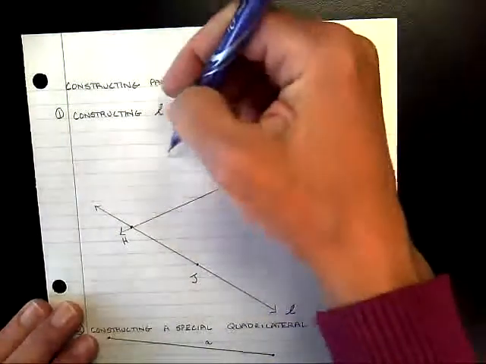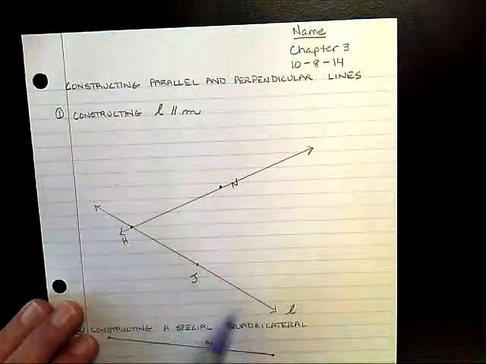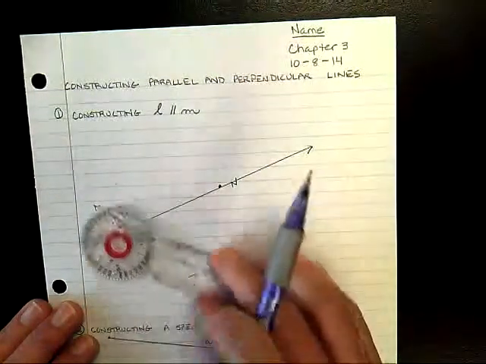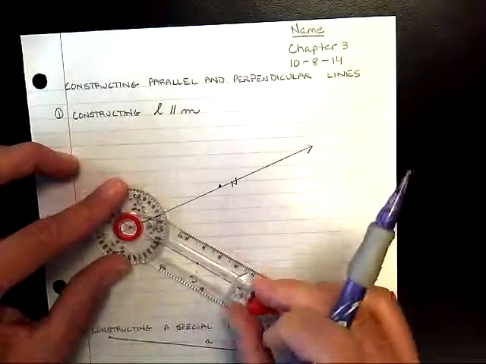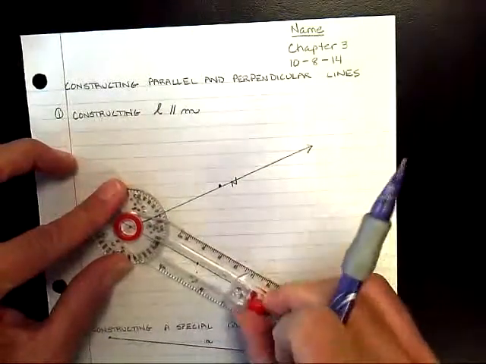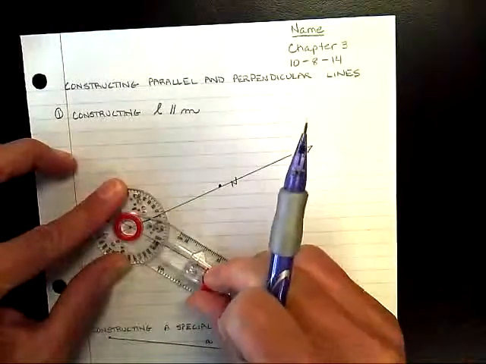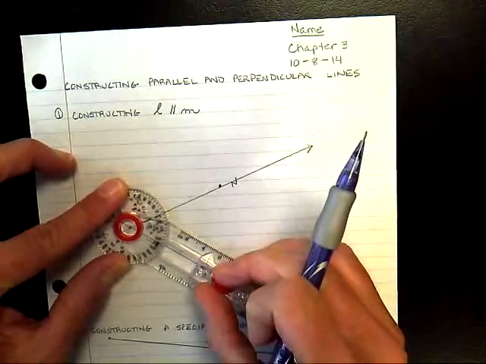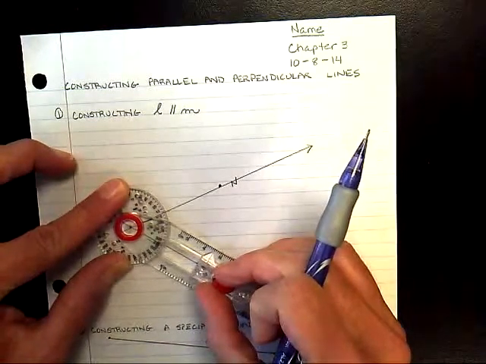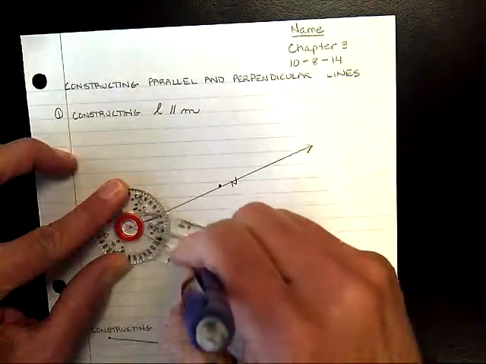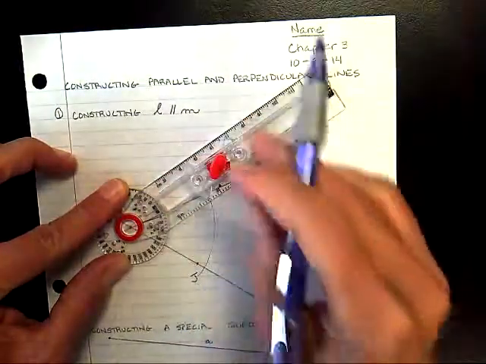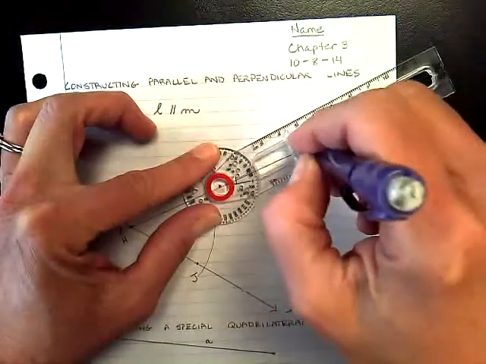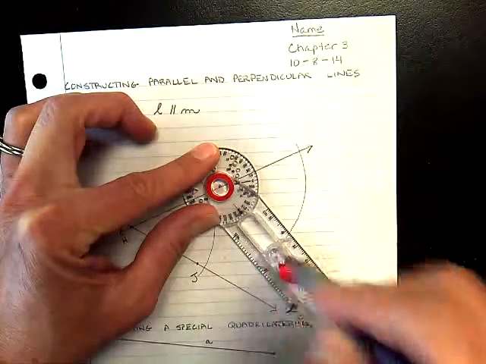So we want to draw a line that's parallel to our line L here. In order to do that, we're going to construct corresponding angles that are congruent. So the first thing we're going to do is, with our compass set at something random here, we're going to draw an arc through this angle here, and then we're going to come up to point N with our compass at the same setting and draw a matching arc like so.